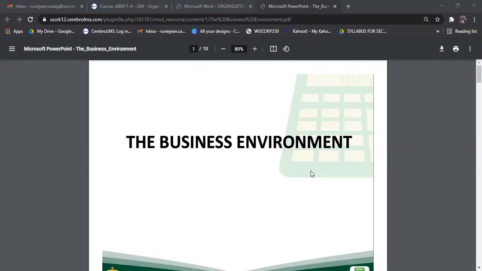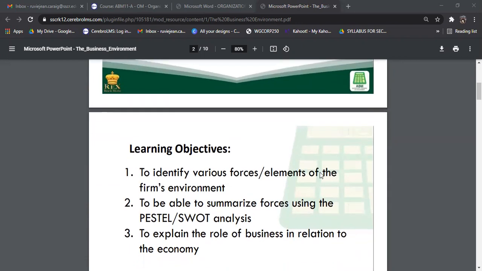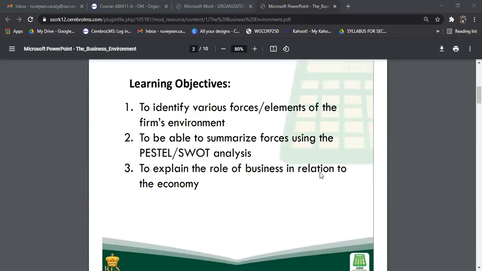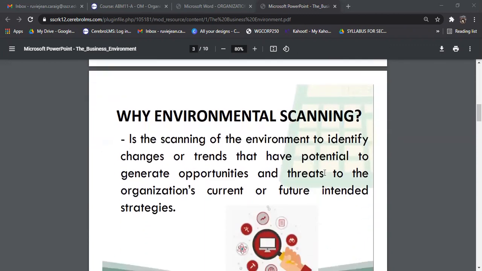So now class, let's talk more about the business environment. By the end of this discussion, we only have three objectives: to identify the various forces or elements of the firm's environment, to be able to summarize these forces using the PESO and the SWOT analysis, and to explain the role of business in relation to the economy. So now class, let's first talk about environmental scanning.